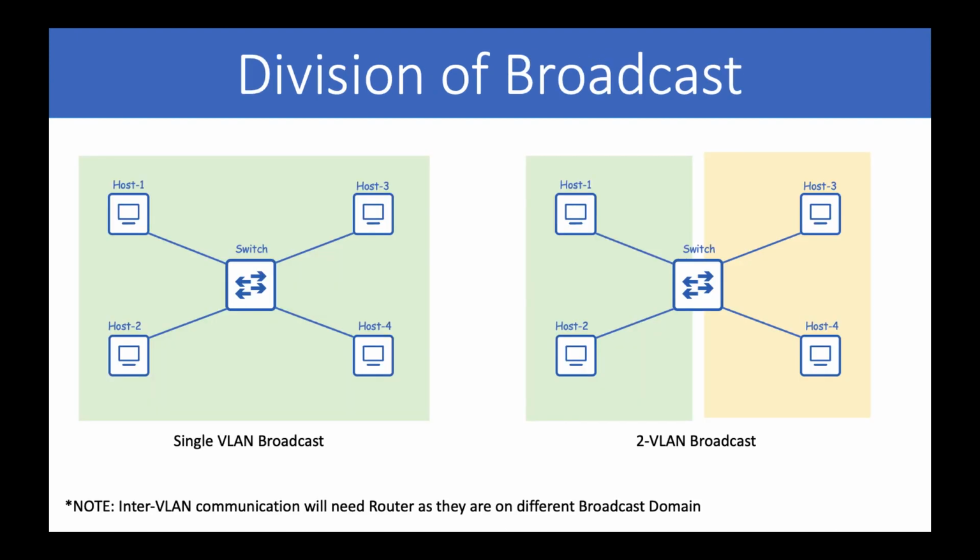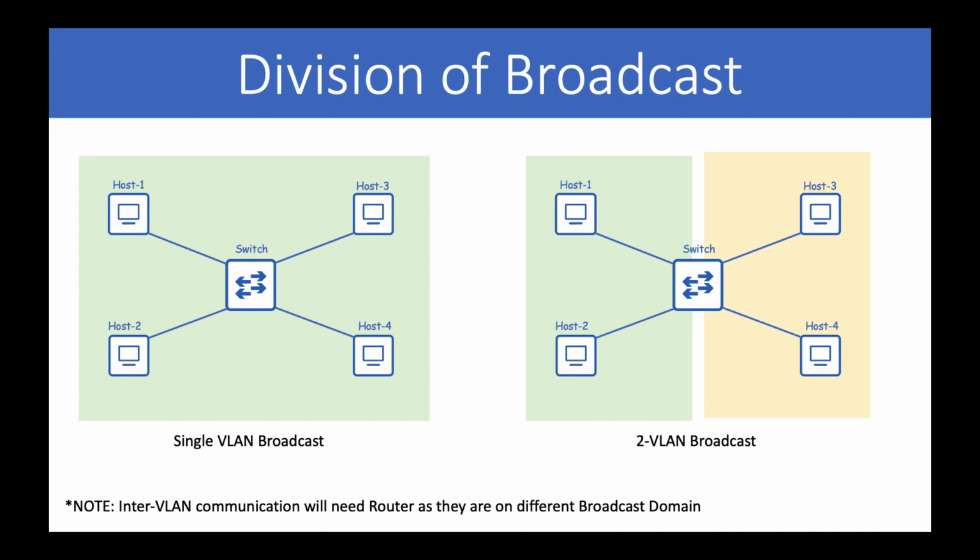By division of broadcast, what does it actually mean? On the left here you see a switch which has four hosts which are on a single VLAN, and therefore they are on a single broadcast domain. That is, if host 1 broadcasts, hosts 2, 3 and 4 can listen to it. Whereas on the right hand side, the LAN is divided into two broadcast domains. One has host 1 and host 2, and the second broadcast domain has host 3 and host 4.